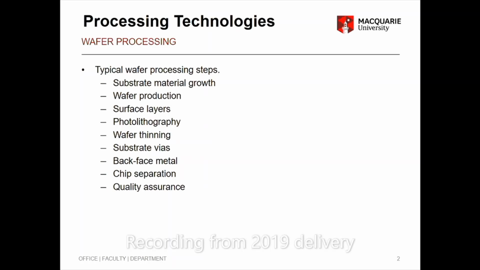So we have to do substrate material growth, wafer production, surface layers, photolithography, wafer thinning, substrate vias, backface metal, chip separation, and quality assurance. Now the last, quality assurance, can happen throughout any of these steps. Now we'll go through substrate material growth.